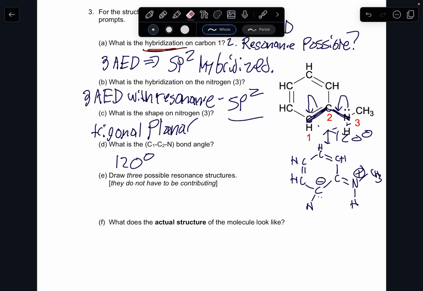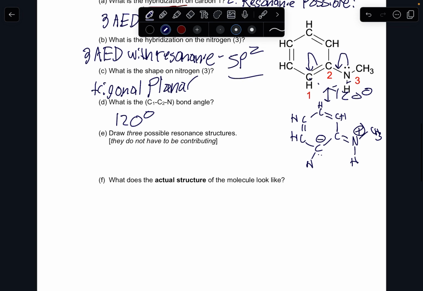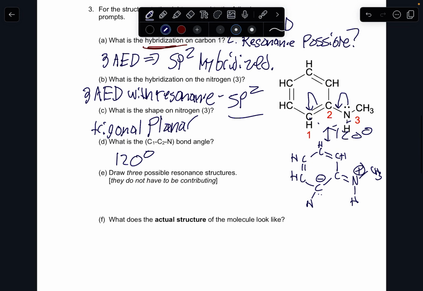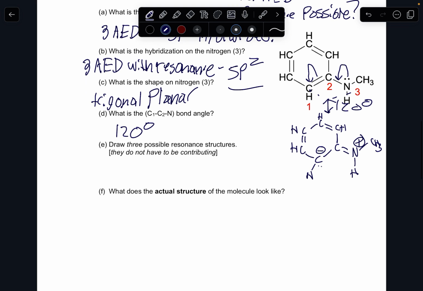Draw 3 possible resonance structures. So we can do that. We've already drawn one. This asks us basically to draw 3 more. We've already drawn one, so we can use this structure that we have down here as a kind of guideline for where to go next.